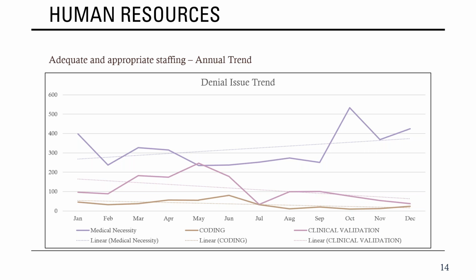I think this gives you a little bit more insight into your annual trends by looking at your issues, because when you're going to talk about staffing, you're going to have different staff who address medical necessity, different staff who address coding, and different staff who address clinical validation. Now, you may have staff who have the credentials and the experience and the training to do all three of them, and that would be fantastic. We're all looking for those people who can address all three types of denials.